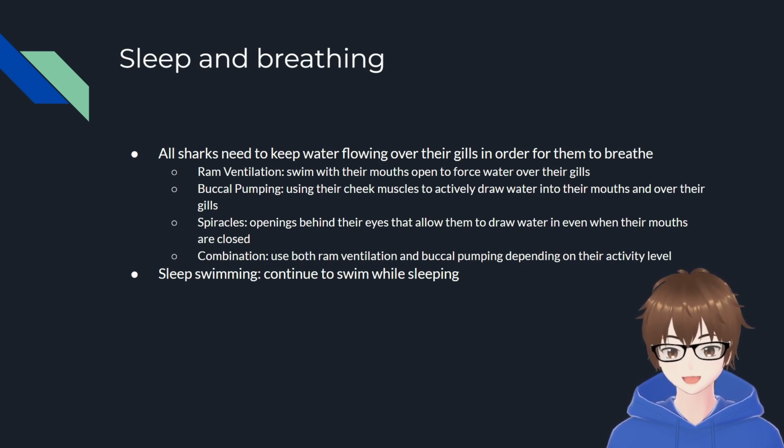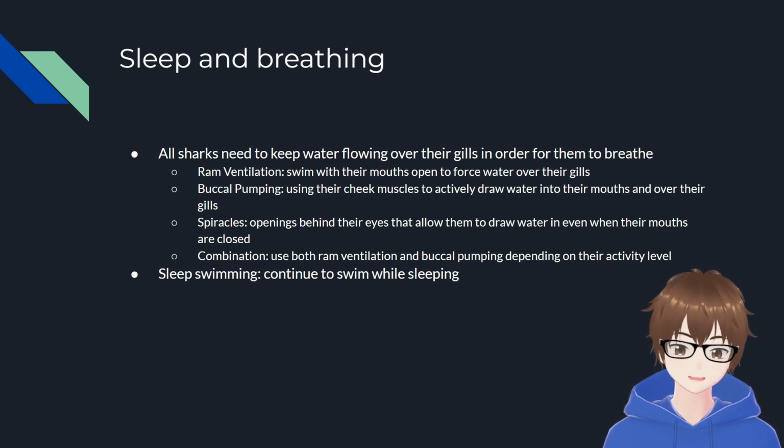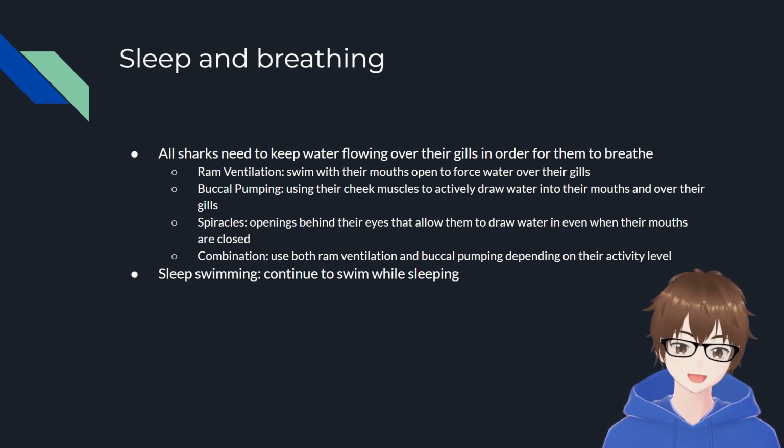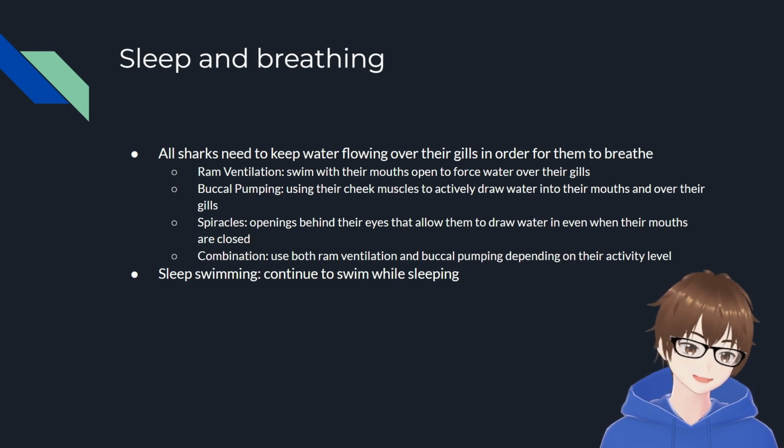Then we have buccal pumping, where a shark will use their cheek muscles to actively draw water into their mouth and over their gills. Then, of course, when we were talking about the respiratory system, we mentioned the spiracles that some sharks have. These are openings behind their eyes that allow them to draw water even with their mouth being closed. Then some shark species will do a combination of both ram ventilation and buccal pumping, depending on their activity levels.